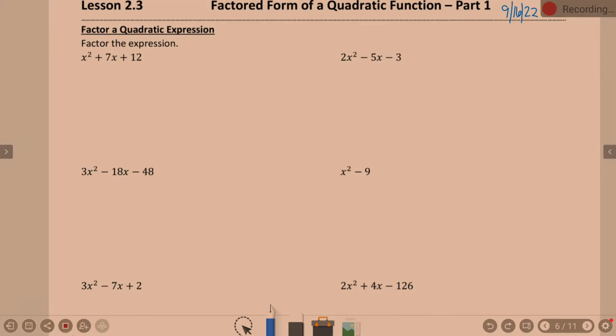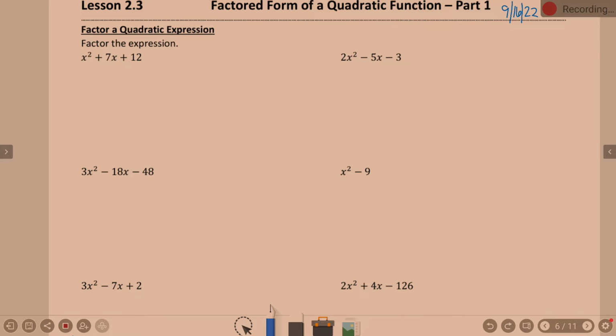Hey guys, lesson 2-3 is looking at factored form of a quadratic equation, or of a quadratic function. So we're going to start off with a review of just the basic factoring, and then we'll move into how we solve equations when we're factoring by using the factoring method. That is pretty much the big gist of things.